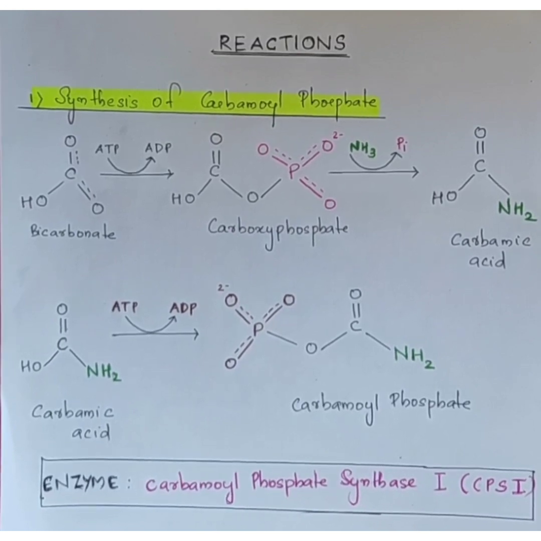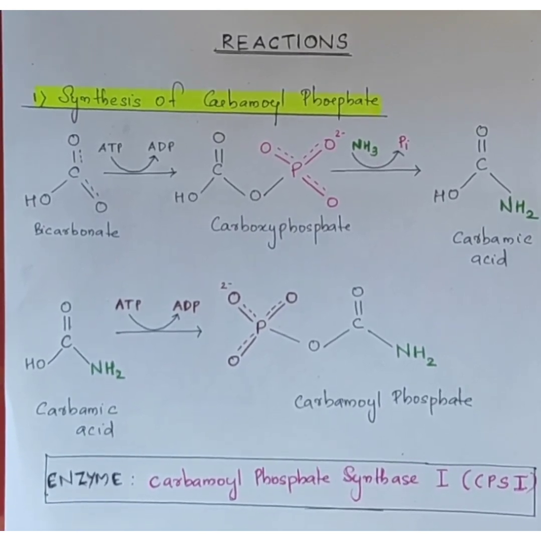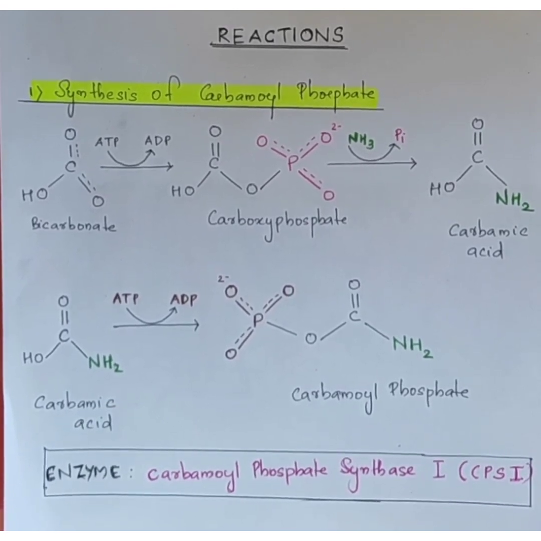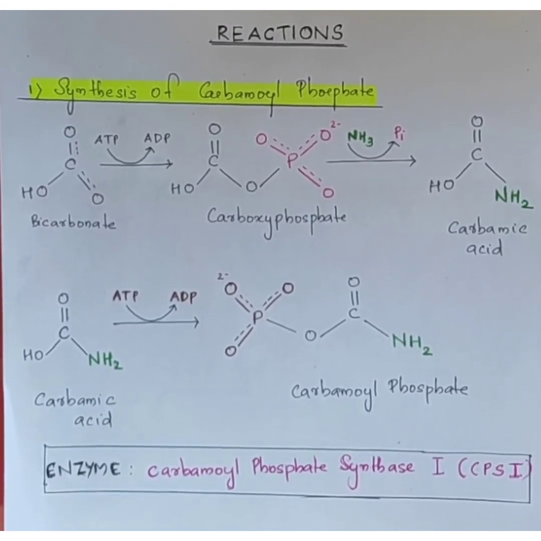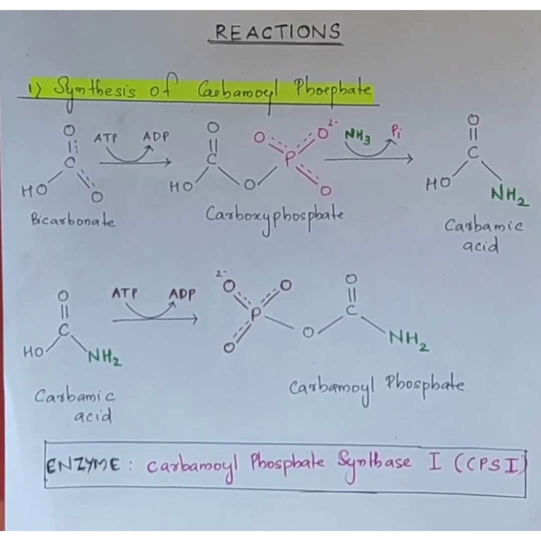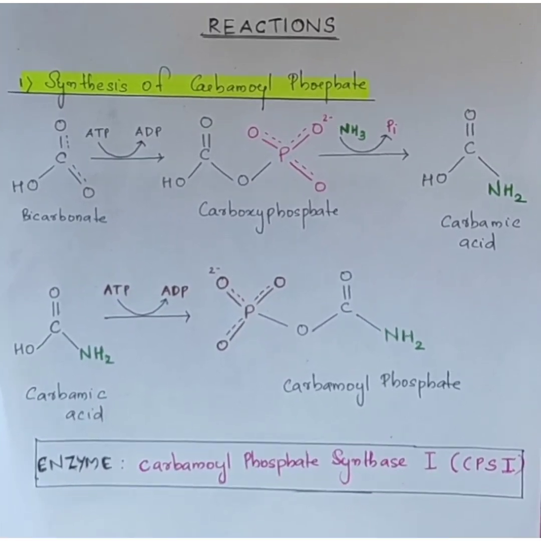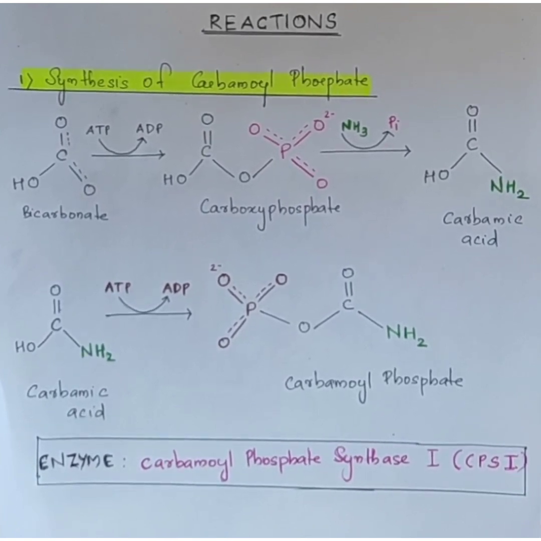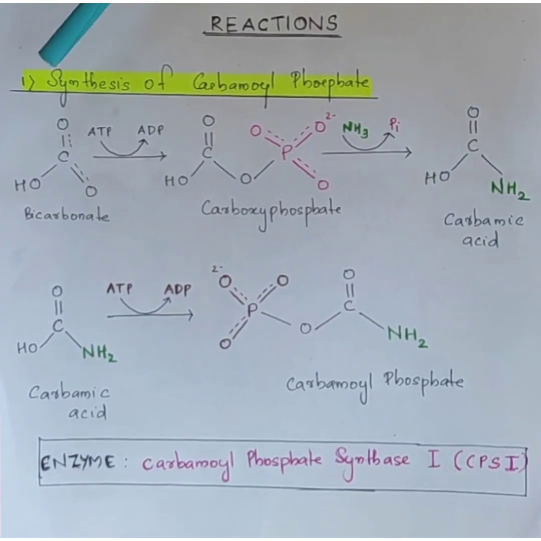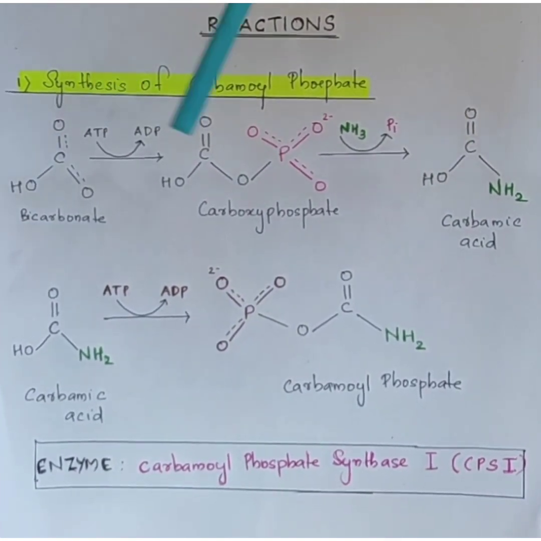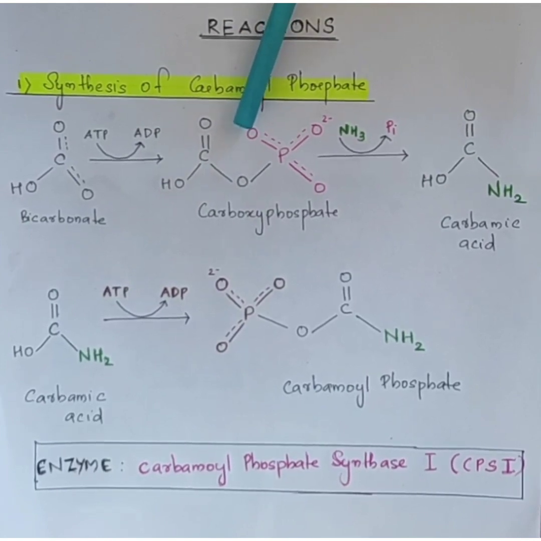So the first reaction is the synthesis of carbamoyl phosphate. This reaction takes place in the mitochondria of the liver in the presence of the enzyme carbamoyl phosphate synthase 1, or CPS1. This reaction involves the coupling of an ammonia molecule with a bicarbonate ion to form carbamoyl phosphate. If we look here, we can see that the bicarbonate ion reacts with an ATP molecule to form carboxyphosphate.